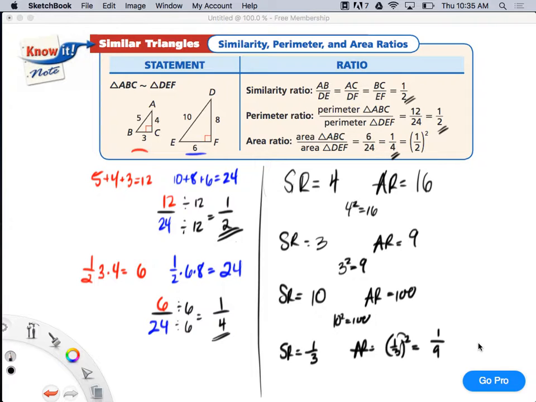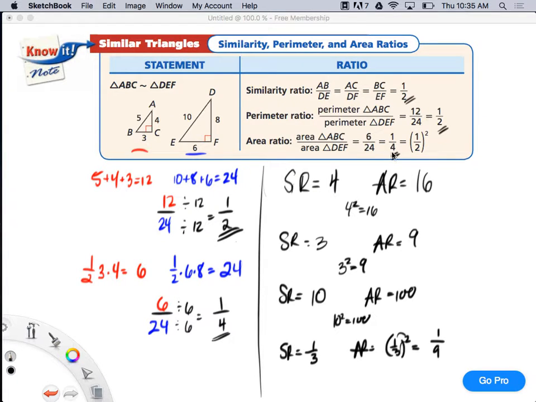So if we find the perimeter first, we can just square the perimeter? No. Why not? Because the perimeter squared is not the area. Do you mean the perimeter ratio? Yeah, the ratio. You're given the similarity ratio, and then you have to square that to get the area ratio. And then you have to use that area ratio to find the area.